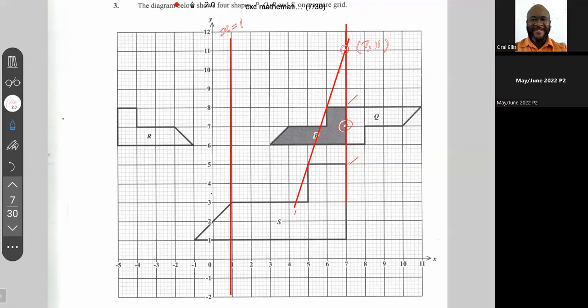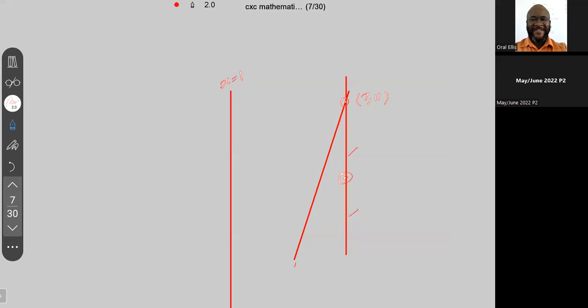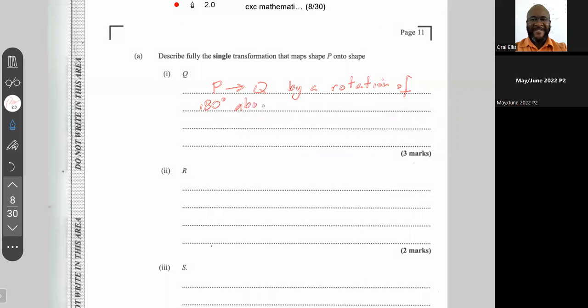So let's go back to the first part. Now I can say that P is mapped onto Q by a rotation of 180 degrees. When the rotation is 180 degrees, you don't have to give the direction of rotation. So it's a rotation of 180 degrees about the point 7, 7. So that's what it looks like to me. Point 7, 7 is the center of the rotation.